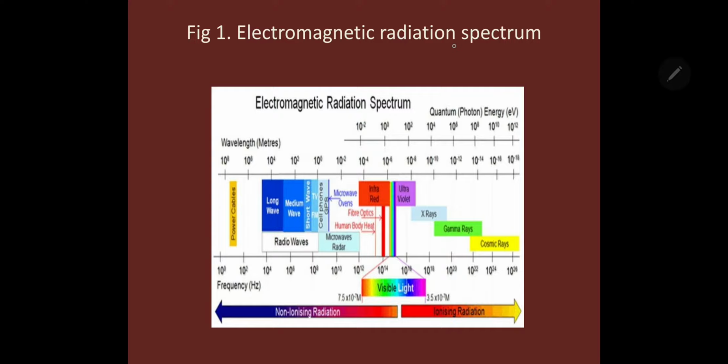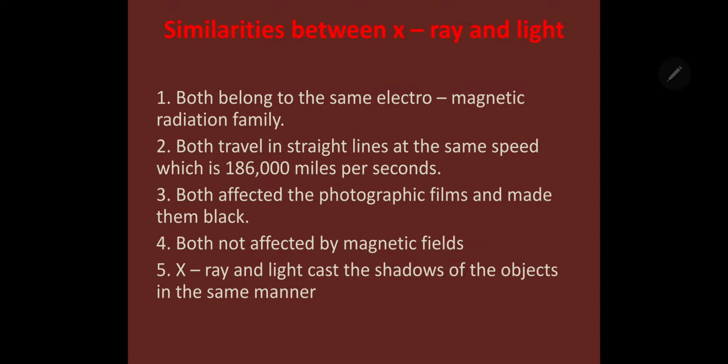This electromagnetic radiation spectrum is shown in this figure. Similarities between X-ray and light. Both belong to the same electromagnetic radiation family. Both travel in a straight line at the same speed, which is about 186,000 miles per second. Both affect photographic films and make them black. Both are not affected by magnetic field. X-ray and light cast the shadow of an object in the same manner.